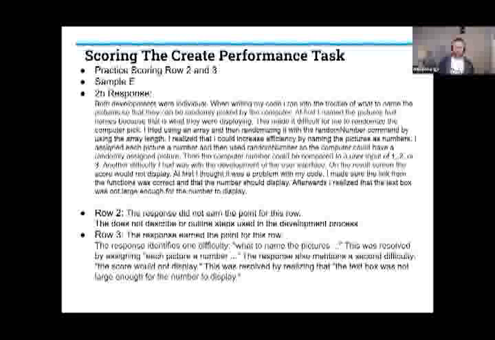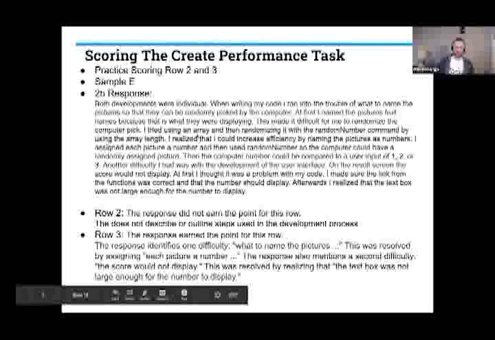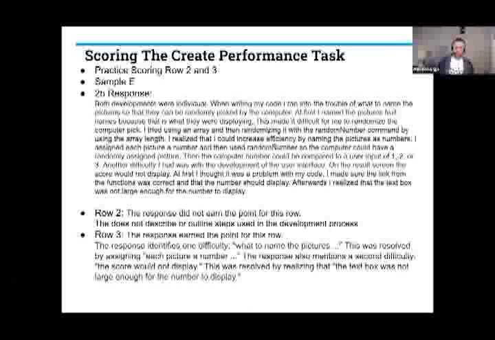All right, so have they earned rows 2 or 3? Have they just described the incremental and iterative development process? Have they specifically identified at least 2 program difficulties or opportunities and described how they were resolved or incorporated? So go ahead, pause the video and decide for yourself. All right, so let's look. Row 2. The student did not earn the point for this row. Why not? This does not describe or outline the steps used in the development process. They said, when writing my code, I ran into, right? They really are talking about a difficulty right off the bat. And then when they go down here, they talk about the score would not display, right? So they haven't been talking about the incremental and iterative development process.